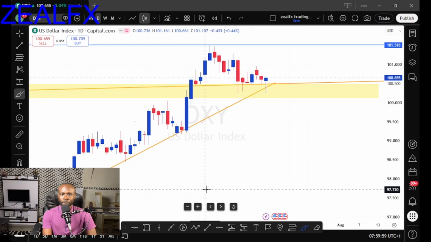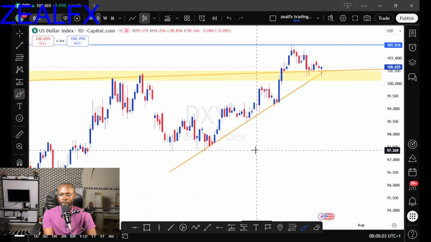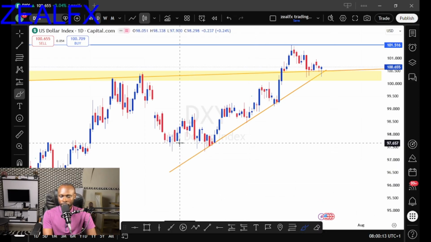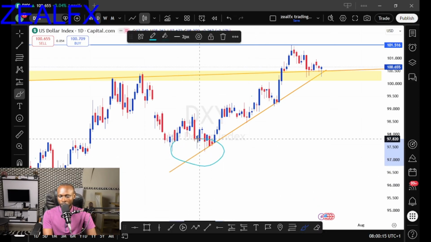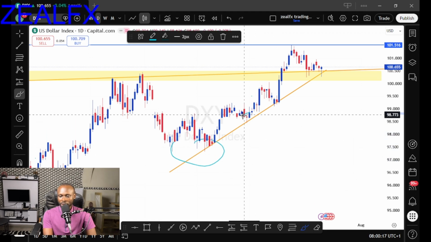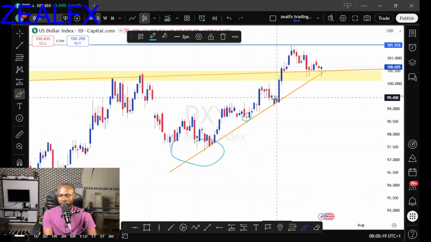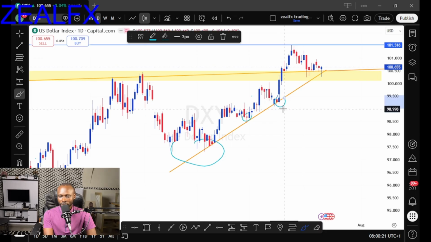Let's look at our next pair, which is the dollar index. The dollar index on my daily time frame still has a major structure for a bullish trend. We can see price creating this lower low, then a series of higher lows, then higher low. So long as we have this series of higher lows, this is an indication of a strong bullish trend for the dollar index for the major structure.